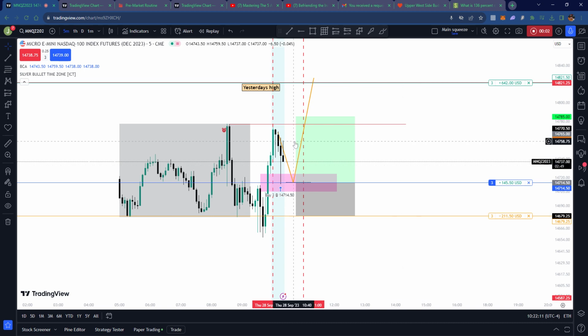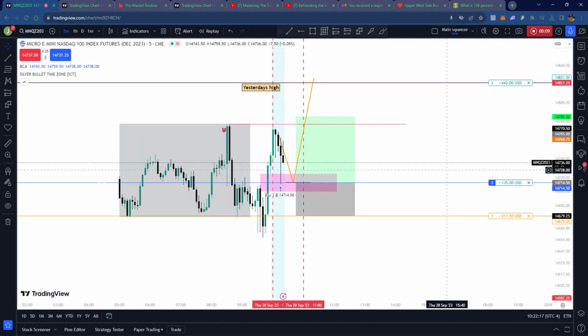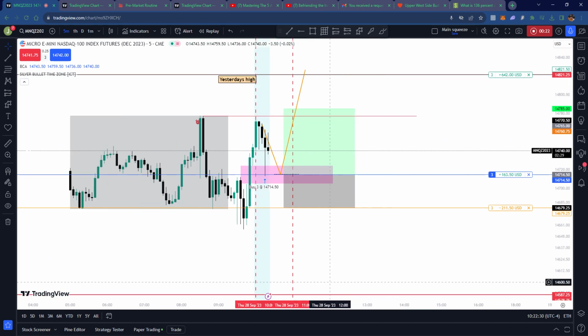What's up, guys? I'm here in a Silver Bullet trade on my paper account. This is my Silver Bullet demo account. I just want to walk you through this analysis because I actually was bearish and I actually wanted a bearish fair value gap here at Silver Bullet time, 10 to 11 Eastern time.